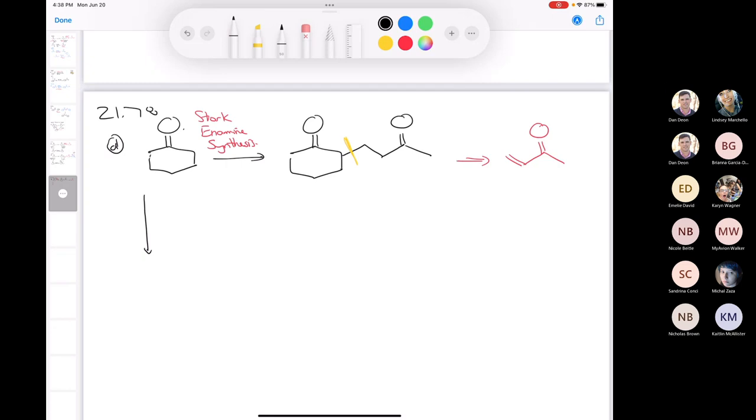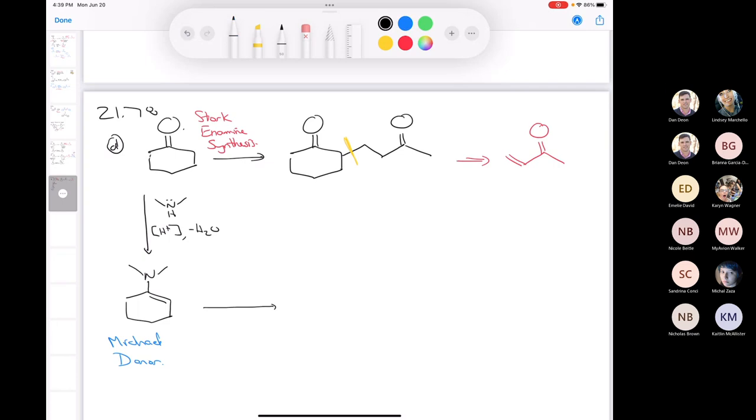Well, the first thing we do is we make an enamine. And we went over that in detail earlier on in the class. So we take dimethylamine, a catalytic amount of acid, and we remove water. And that's going to make our enamine, which is going to look like this. So there's our enamine. And the enamine is a Michael donor. So we'll put here Michael donor.